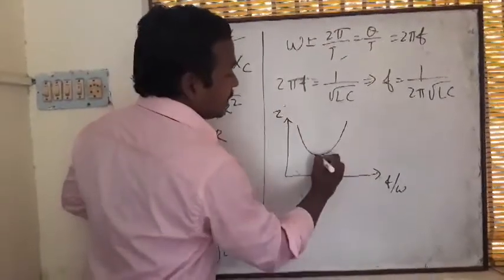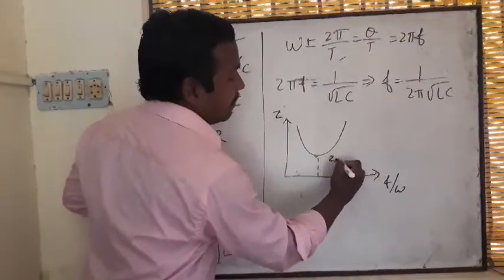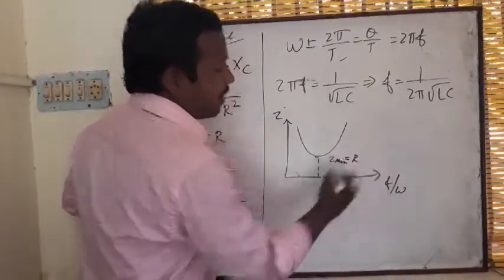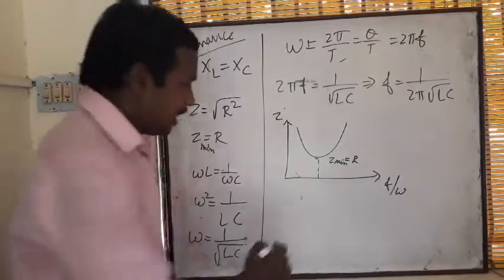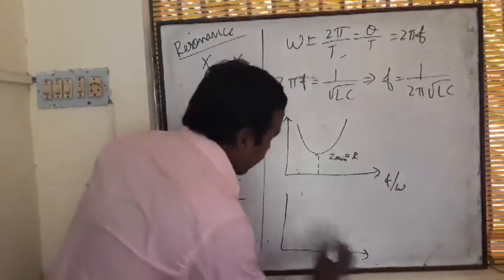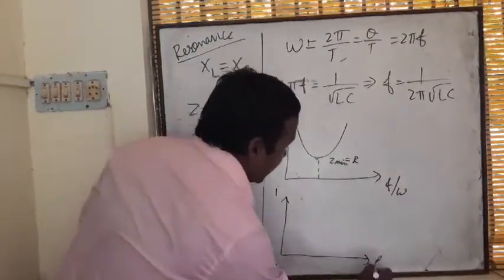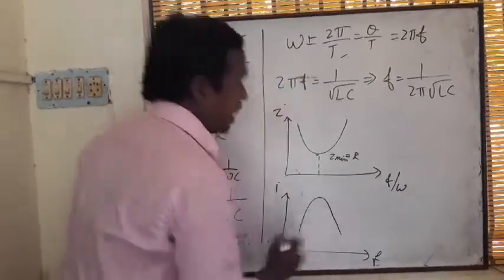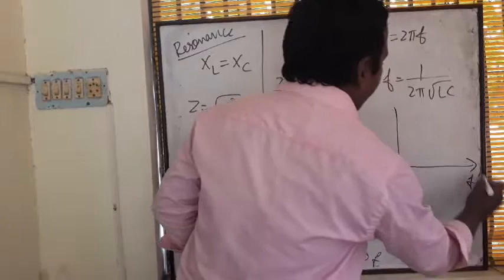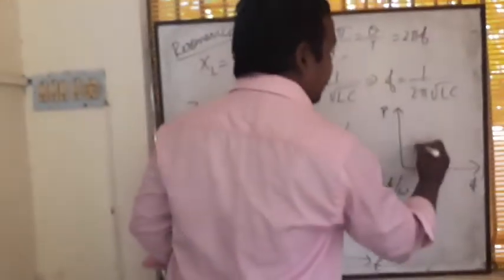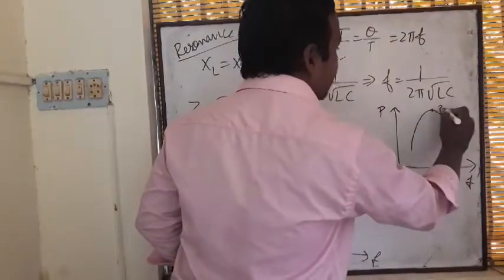At resonance condition, Z will be minimum. Z is equal to R. The overall resistance in the circuit will become the least value. The current, I, and the frequency graph will be the maximum. The same thing with power and frequency: this also will be the maximum. The maximum power you will get.